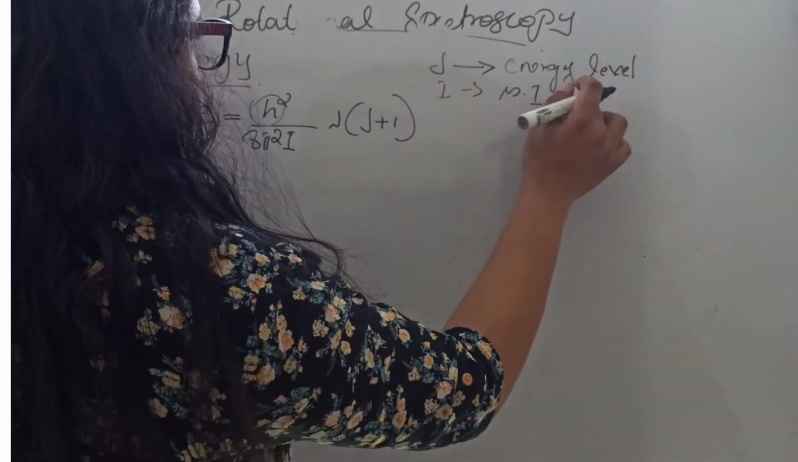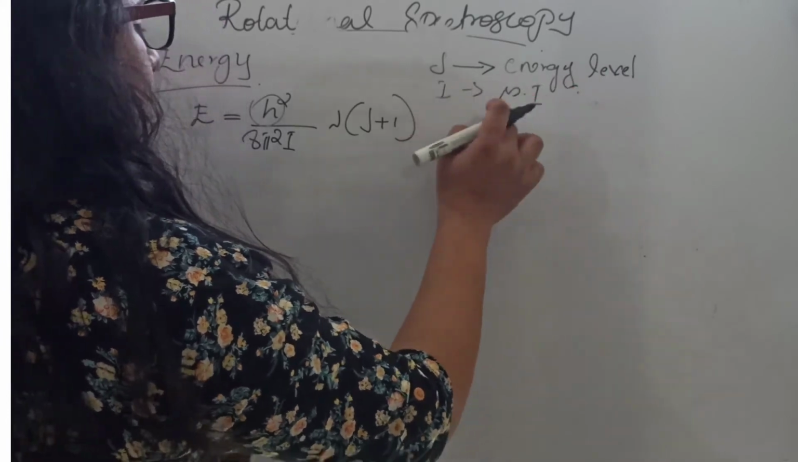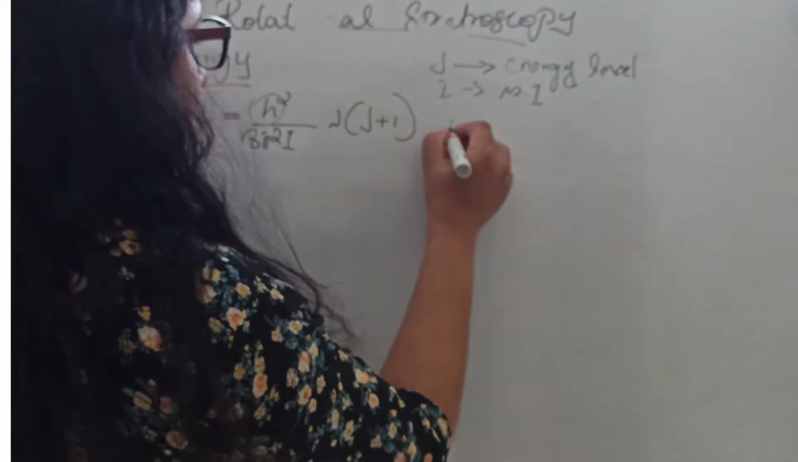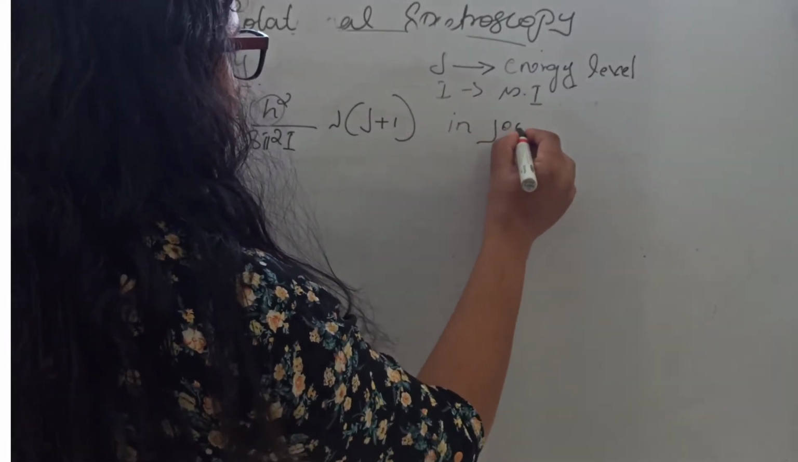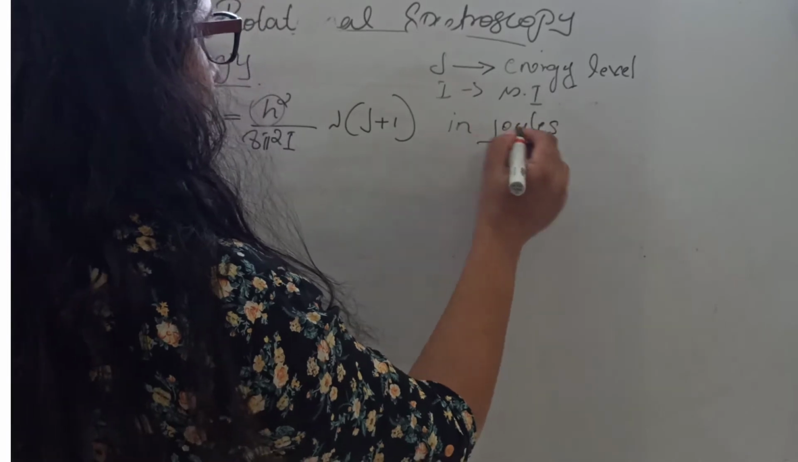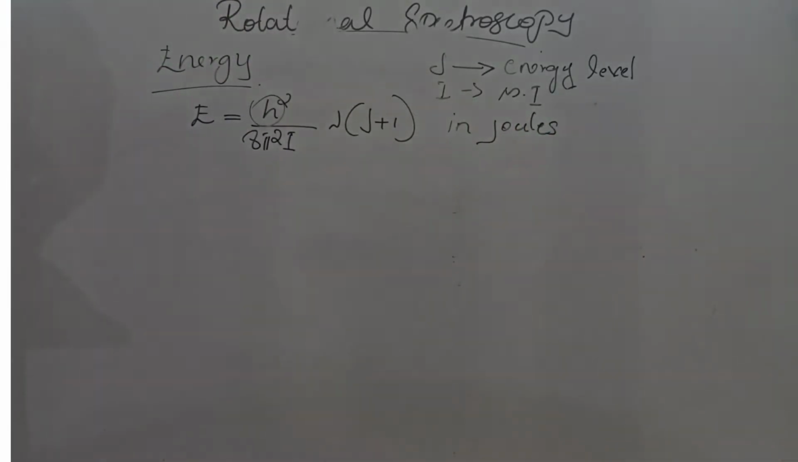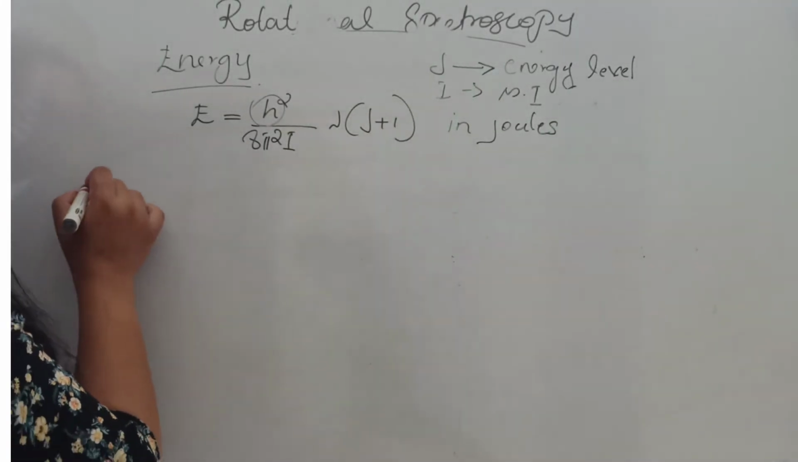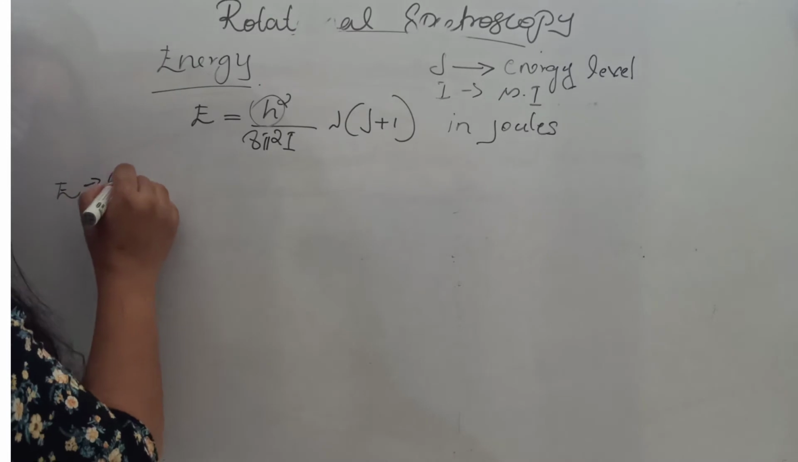The moment of inertia equation we discussed in the last video: it is sigma m r i square. For molecules like HCl, it will be mu r square, where mu is the reduced mass that we know. And this energy is in joules. The energy that we are expressing here, h square by 8 pi square I, J into J plus 1, is in joules.